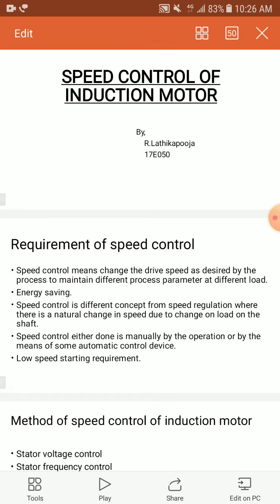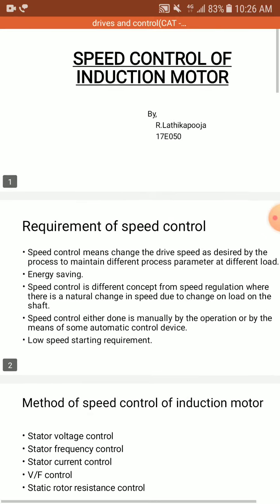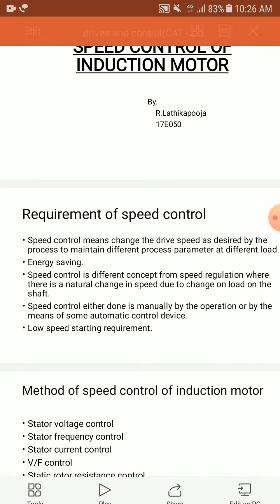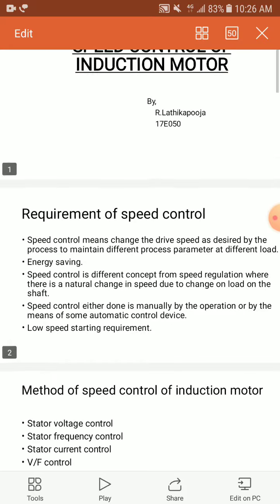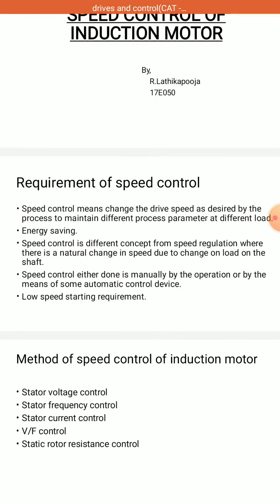Today I am going to describe speed control of induction motor. There are basic requirements of speed control. Speed control means changing the drive speed as decided by the process, to maintain different process parameters at different loads.